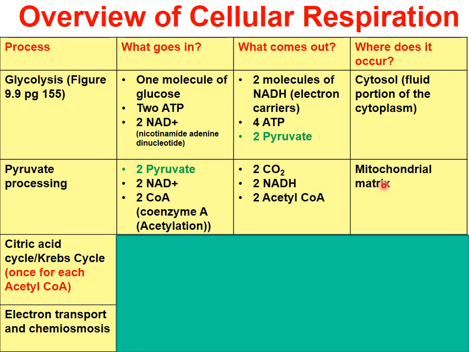Unlike glycolysis, this process, pyruvate processing, takes place within the mitochondrial matrix. And in the next lecture, we'll talk about the all-important citric acid or Krebs cycle and electron transport to produce the final and most important products of cellular respiration.